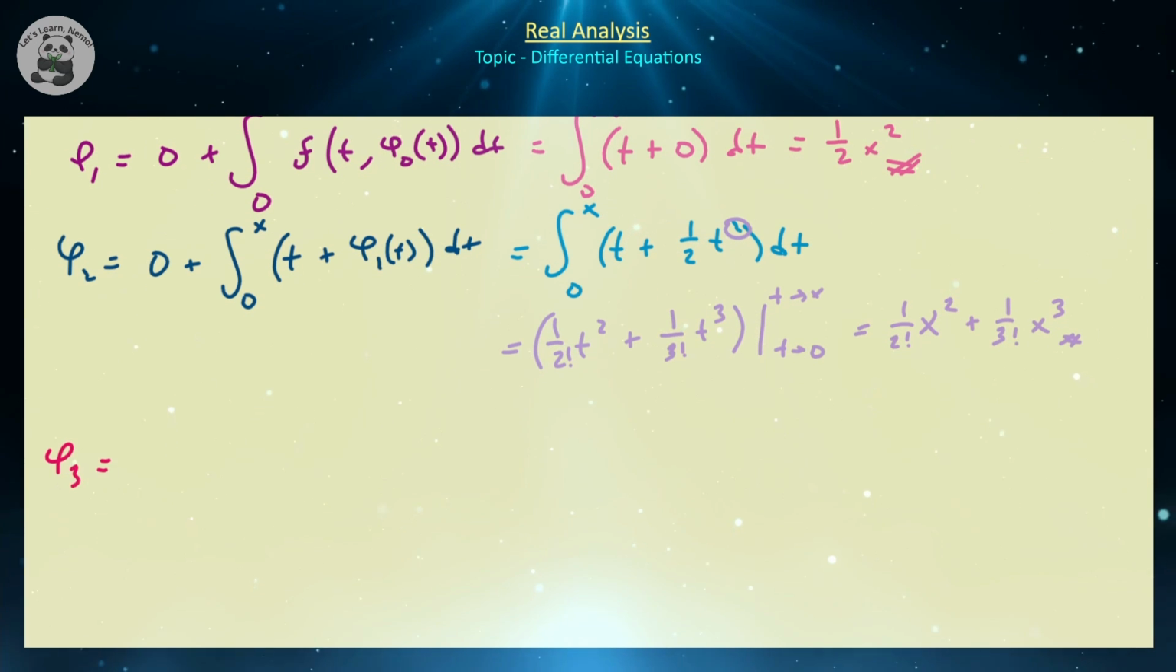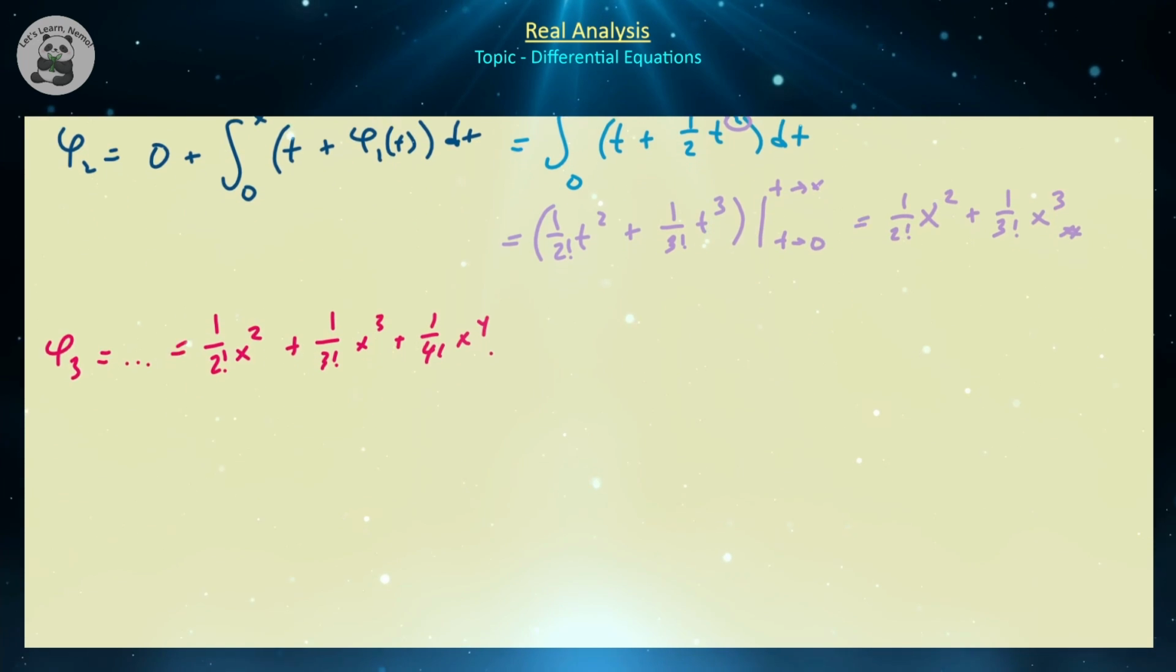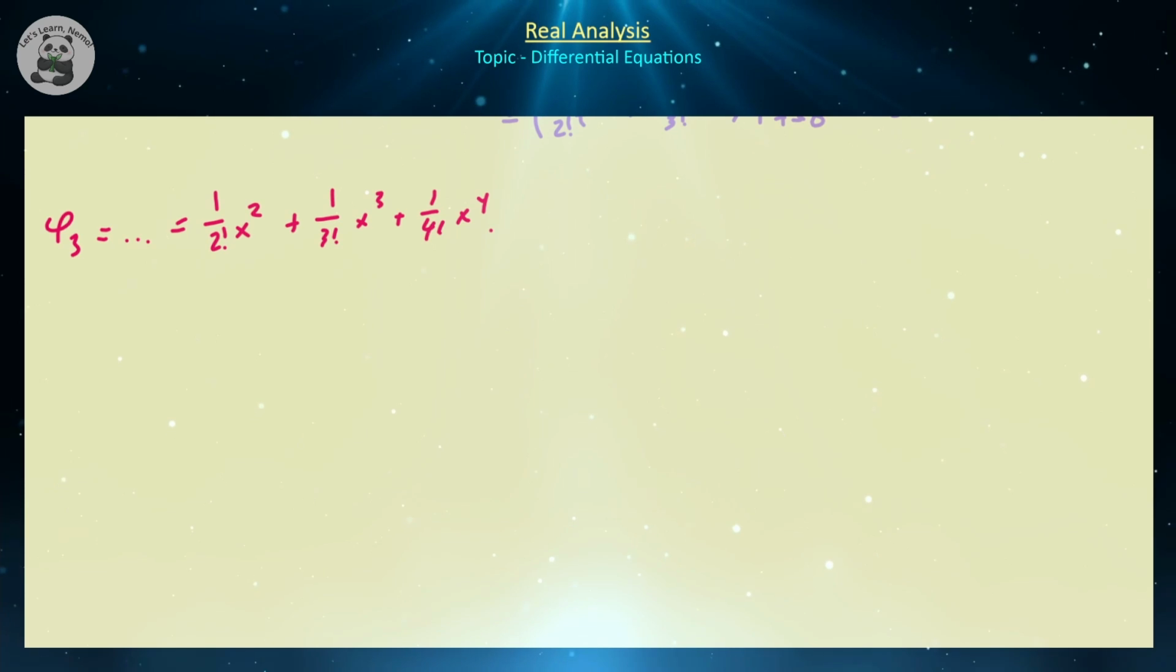So what do you think phi 3 would be? If you follow the same procedure, you should be able to see that this is going to be equal to 1/2 x squared, or 1 over 2 factorial x squared, plus 1 over 3 factorial x cubed, plus 1 over 4 factorial x to the power of 4. Once you get there, hopefully this pattern is consistent, and then you can use mathematical induction to build the general case.